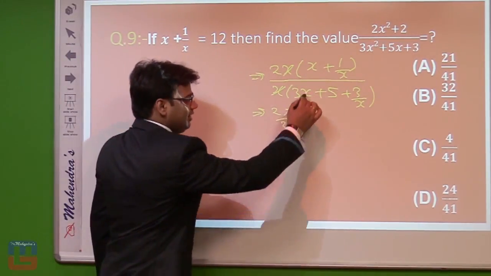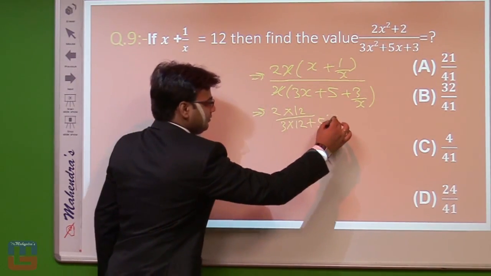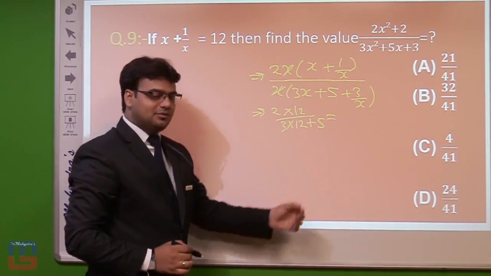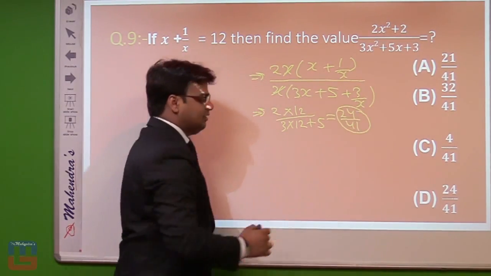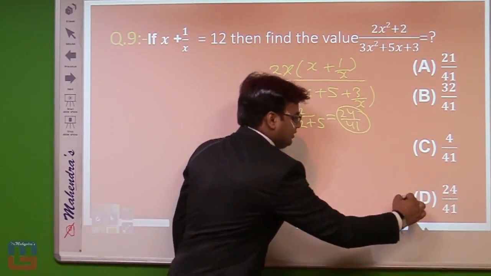Taking 3 common, then what will we get? X plus 1 by x is also 12, plus 5. That is 12 into 3, 36, plus 5, that means 41. That means we write 24 by 41. Check, it is available in which option? It is available in our fourth option. So the correct answer is D.